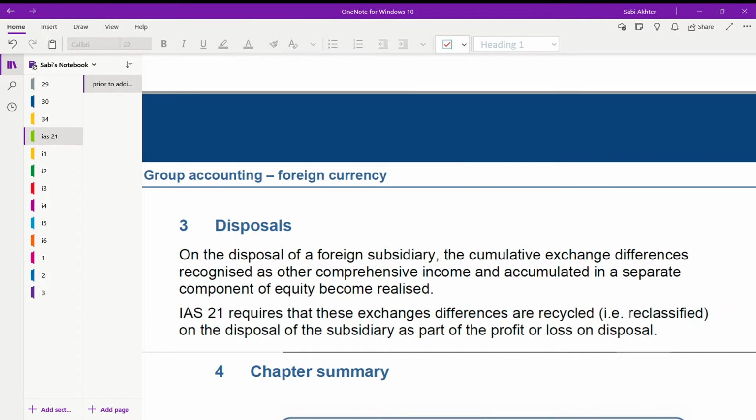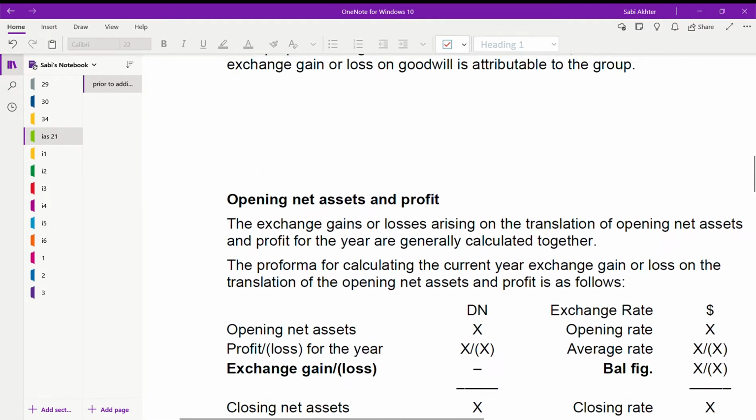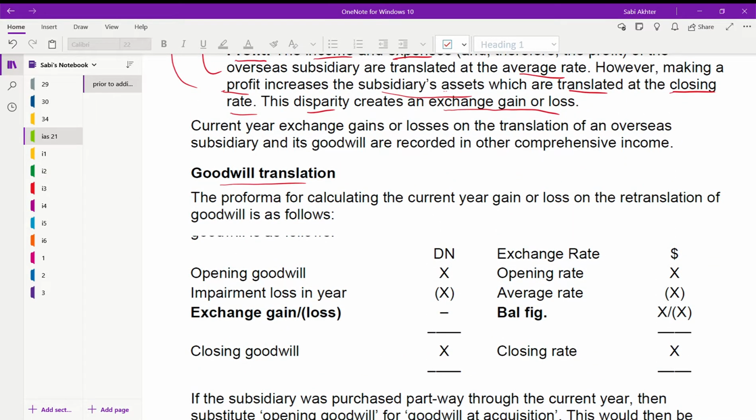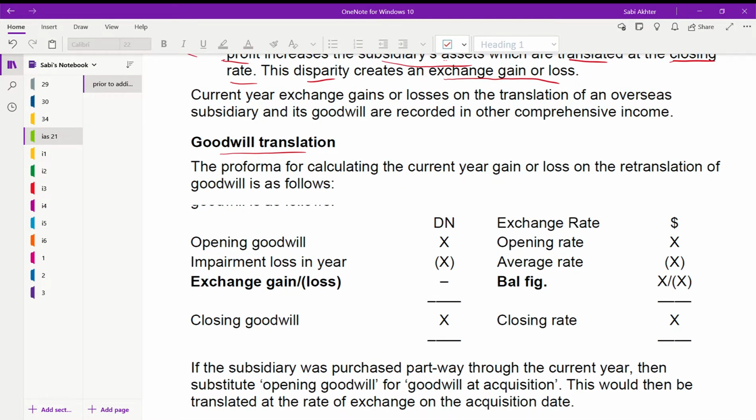Another thing is the pro forma. Let us go through the pro forma and then we can do the questions. This is the pro forma for goodwill, and you have to have these columns. This will be in your foreign currency and this you will be converting into dollars, the parent's or the group's currency. Whatever is on the right side is the group's currency, so you have to translate at that. First you will have opening goodwill in the subsidiary's currency.